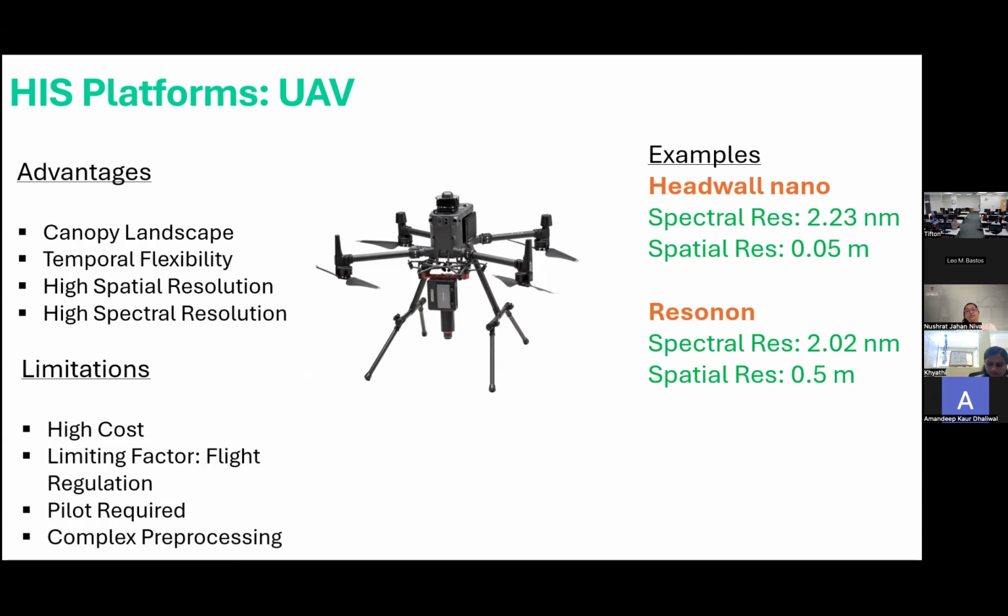Between the two sensors, the Hyperspectral Nano that I'm working with gives really high spatial resolution, 5 centimeters. That means I get really detailed information from my Headwall sensor. Resonon gives a little bit coarser, but it's also really high, 50 centimeters. Their spectral resolution is really fine, 2 point something, so in one image I get a variation of wavelength of only 2 nanometers.